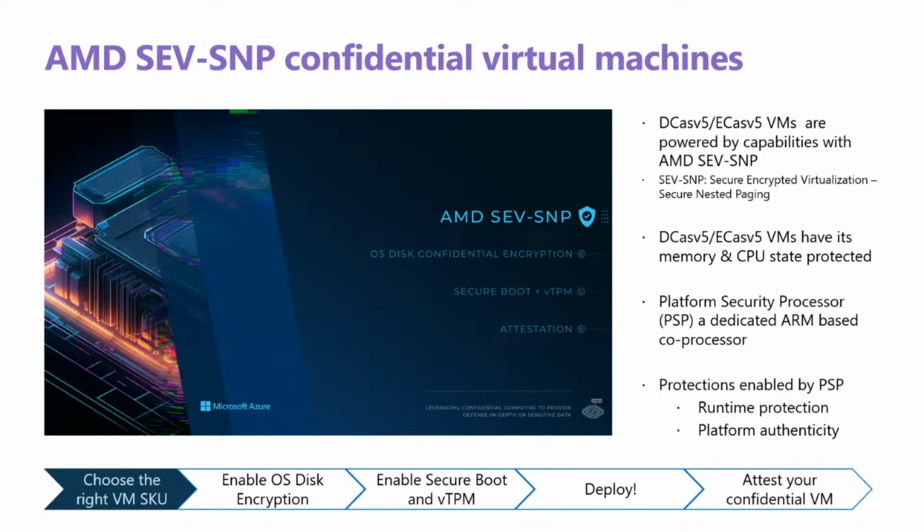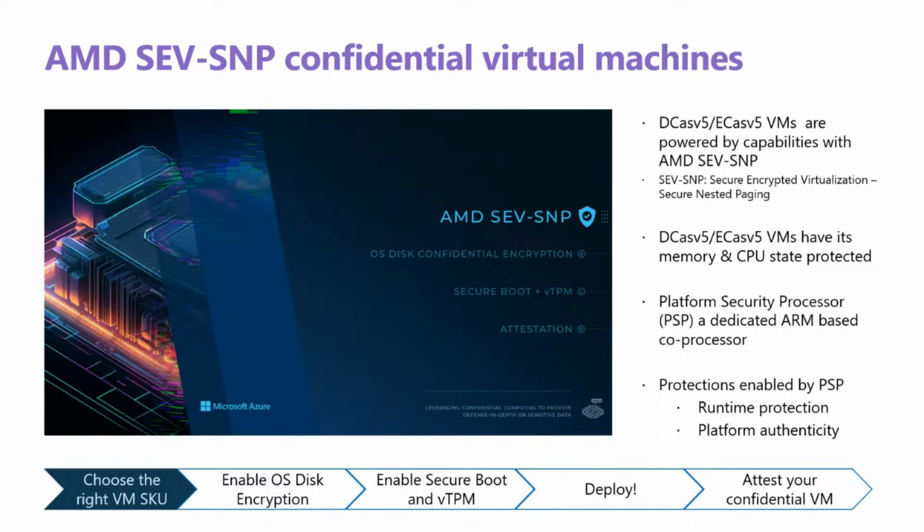In case you're questioning what is the core component which actually provides these capabilities, there is a platform security processor, which is a dedicated ARM-based core processor that provides various protections. Among those protections, a couple that we would like to highlight are the runtime protection and the platform authenticity. With runtime protection, there is a memory encryption engine which is embedded within the memory controller, and which ensures that the memory is encrypted by default. And that's one of the core benefits of running your sensitive workloads in confidential virtual machines, because the virtual machine memory is encrypted by default.